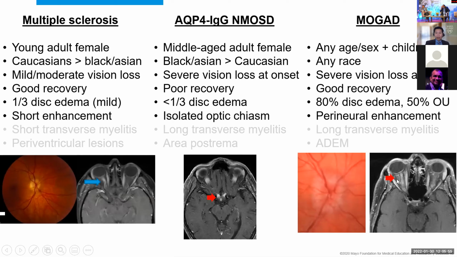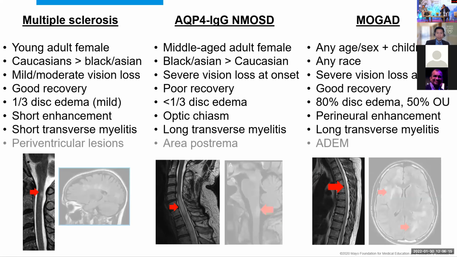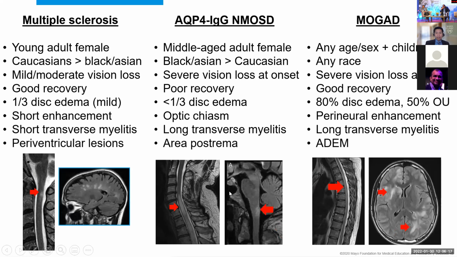And of course, that MRI finding of perineural enhancement can make you think about MOGAD, whereas if you see isolated chiasm involvement, you want to think about NMO. Both MOGAD and NMO can cause long transverse myelitis, and you heard from Dr. Flanagan's wonderful talk about how MOGAD can affect the central gray and cause that H sign. And then some of the classic lesions outside the spinal cord or optic nerve would be MS with your periventricular white matter lesions, NMO with your area postrema, and with MOGAD, you can get ADEM.